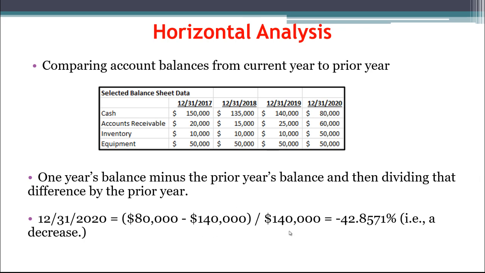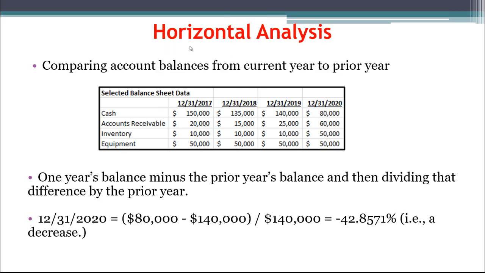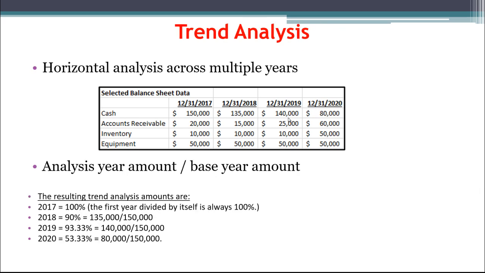Again, some years it increases, some years it decreases. Don't let that fool you. It's always divided by whatever that prior year that we're comparing against is, whether it's higher or lower. So here, now that was horizontal analysis. By nature, true horizontal analysis is 1 year to the prior year. That's it, just 1 year at a time.